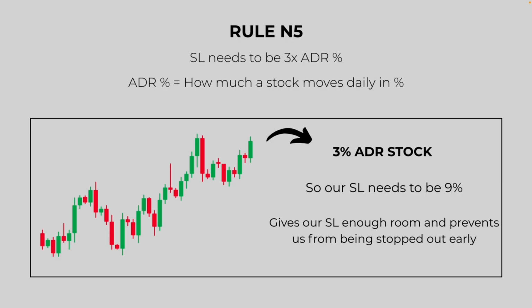And finally, we have the 5th rule, which is that our stop loss needs to be 3 times the ADR percentage. This rule will give you clarity and confidence because you don't have to guess what your stop loss size needs to be. You just take a look at the ADR and you multiply it by 3. I have an example here of a stock which has a 3% ADR, which means that the stock on average moves 3% a day. So our stop loss needs to be 3 times 3%, which is obviously 9%.